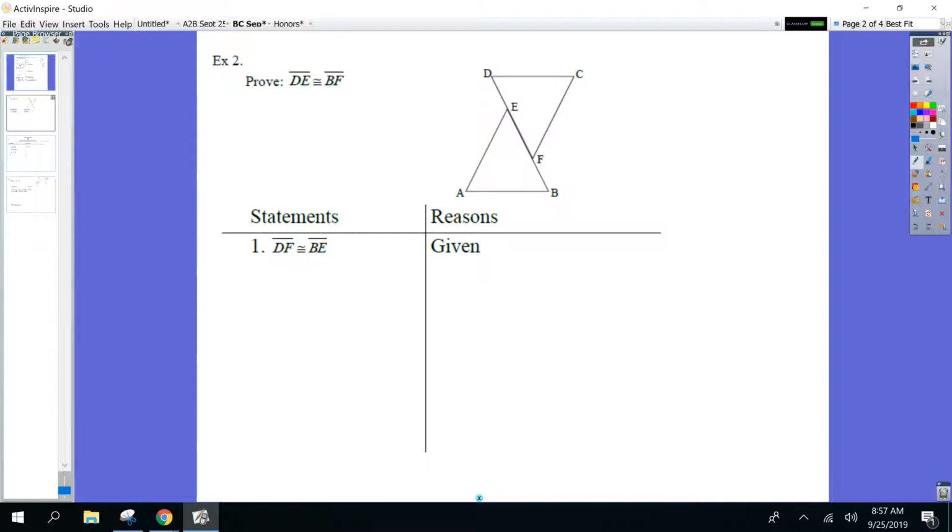Next up. Be careful here. I wrote this a little differently. I don't want to mess with your brain and get you rattled already. I put the given in there. That's the proof statement up above, all right? That's not your given. Your given is in the statement's reasons already. So DF, I guess we can mark it this way, and BE are congruent. And I need to prove DE and BF are equal, though.